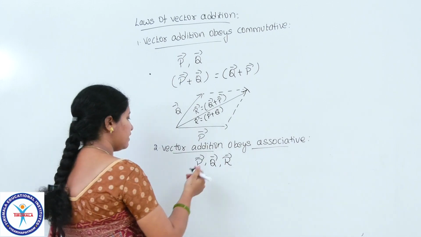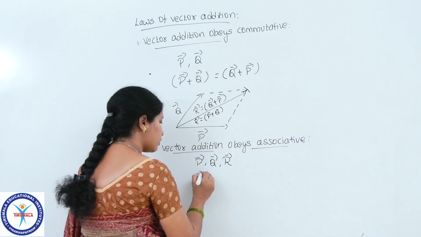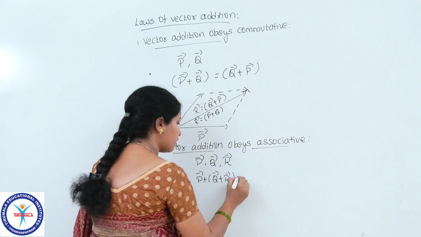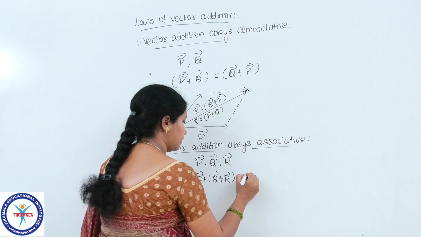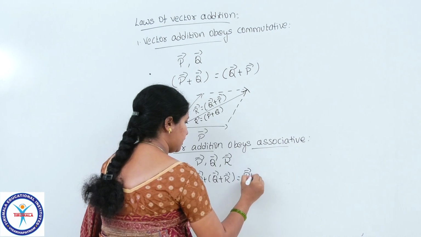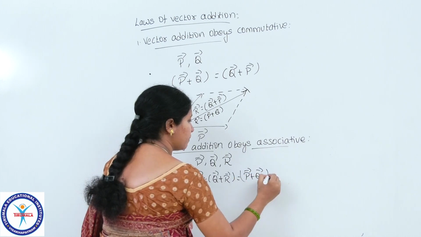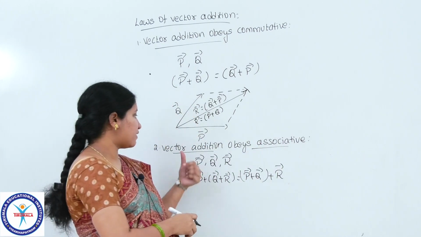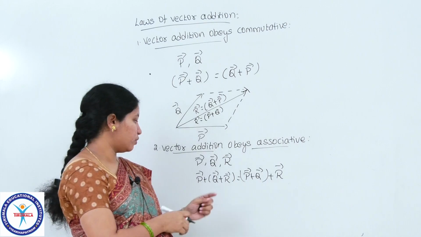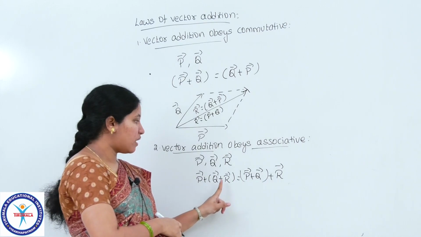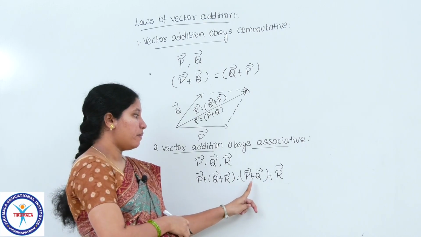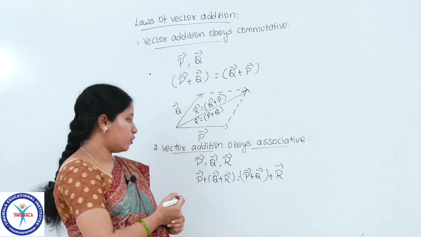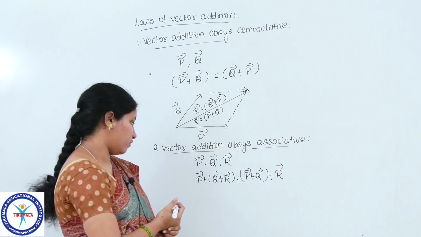So, as these three vectors are considered, p bar plus q bar plus r bar equal to p bar plus q bar plus r bar. So, as vector addition obeys associative, p bar plus q bar plus r bar is equal to p bar plus q bar plus r bar. So, let us see how to denote this in the diagram form.